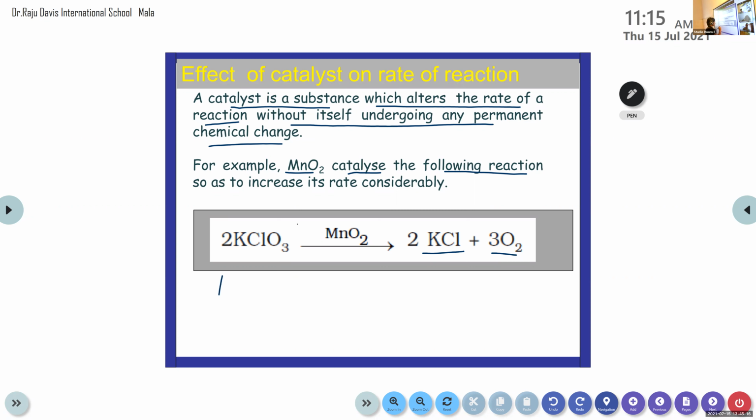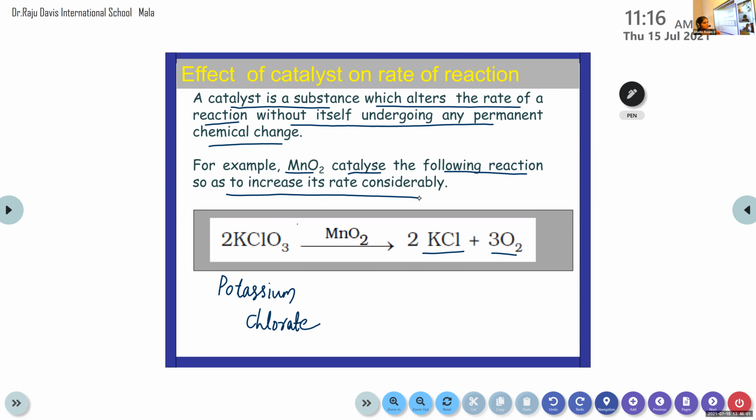This one is known as potassium chlorate. It is decomposed to potassium chloride and oxygen in the presence of the catalyst MnO2. So the role of MnO2 is to increase the rate considerably. And we have learned many catalysts in the manufacture of sulfuric acid, nitric acid, ammonia, the Haber process, the contact process. There are catalysts like iron, vanadium pentoxide, etc. All these catalysts have the same role: they alter the rate of a chemical reaction.